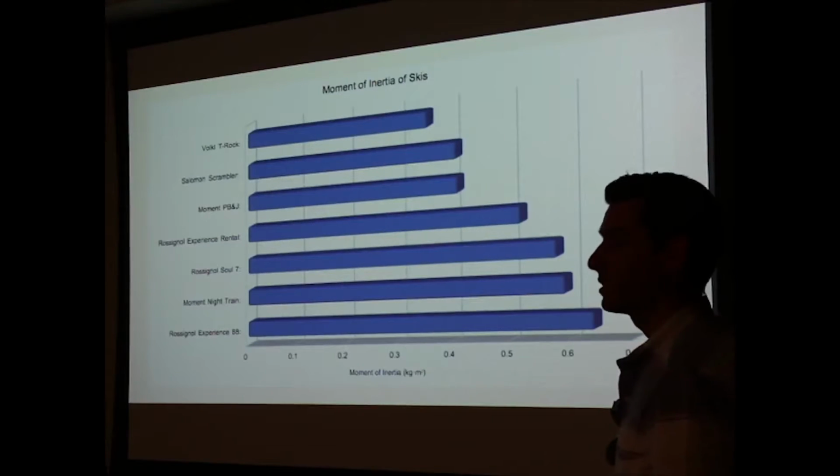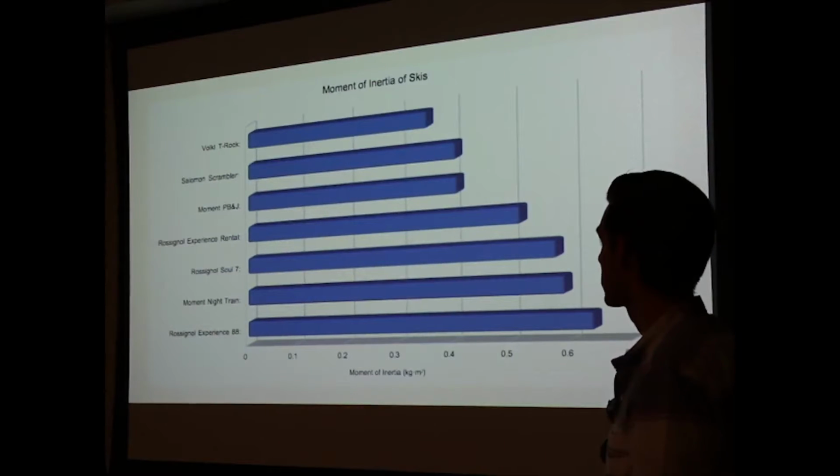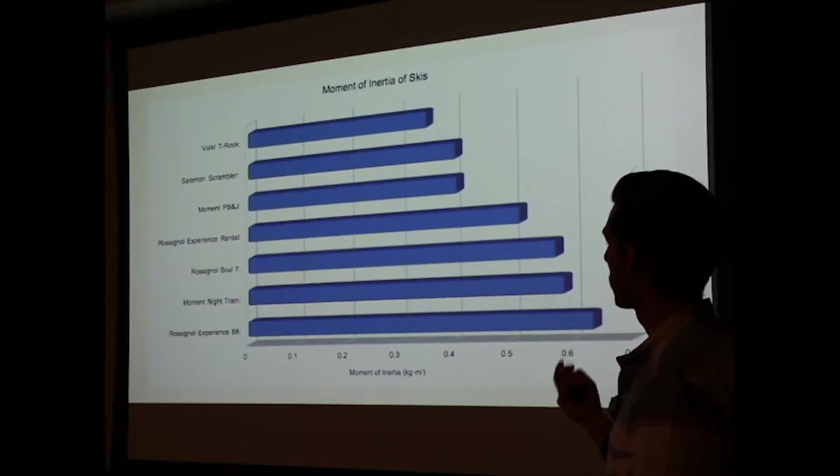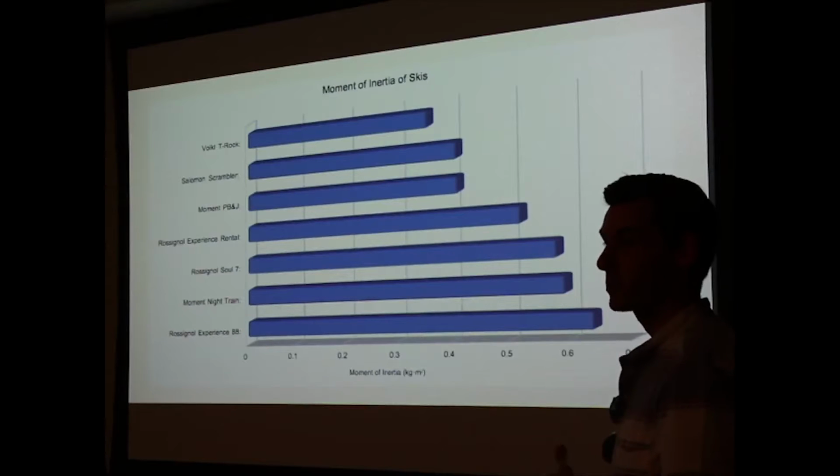So here are my results. The Vocal, the telemark ski, came in with the lowest moment of inertia, which makes sense. It was the shortest ski I tested, and it was also the lightest ski. Next, the Solomon Scrambler, which was that recreational ski, which already kind of fits what I thought would happen.